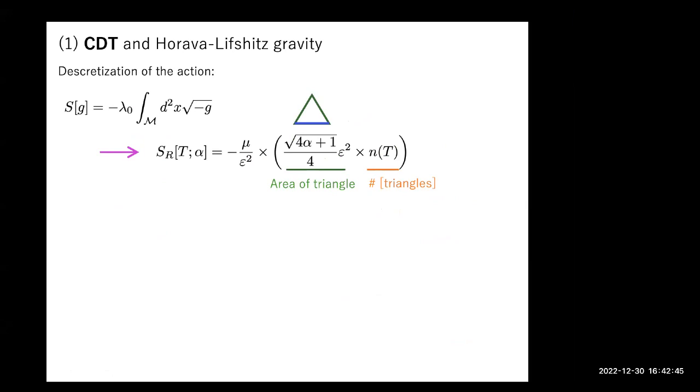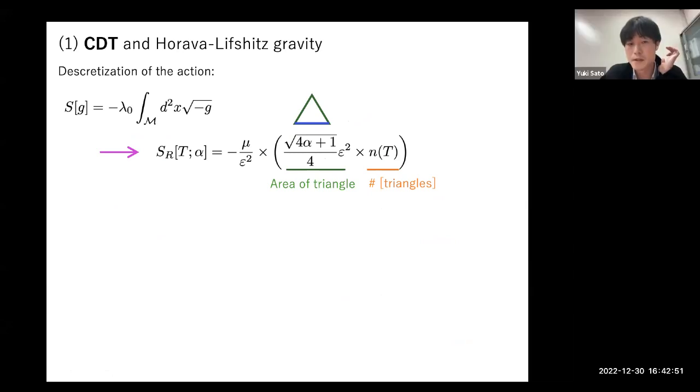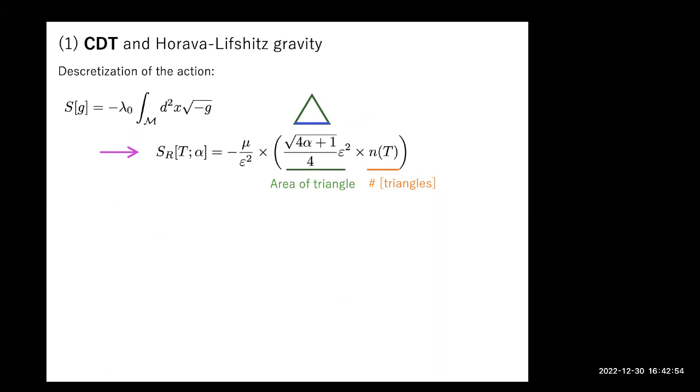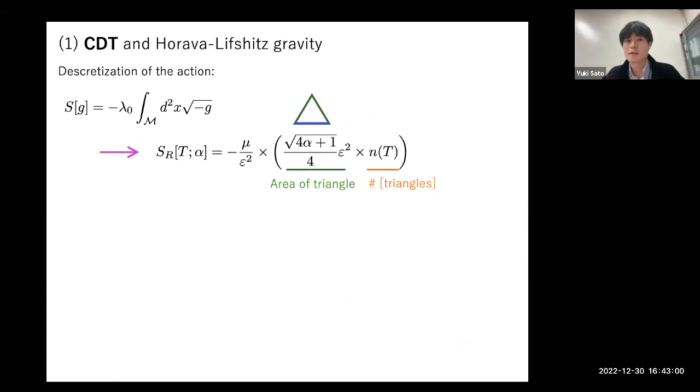Yes, question. So the triangles are identical, all the triangles are identical. Exactly. Just the direction and a different way of gluing make a different history. So you are not allowed to change the lengths of the triangles. Thank you. Okay, so I will continue.